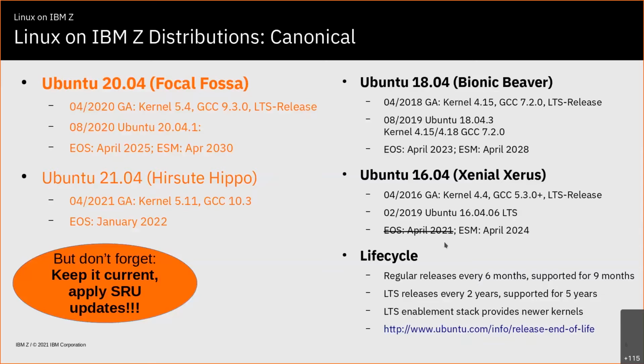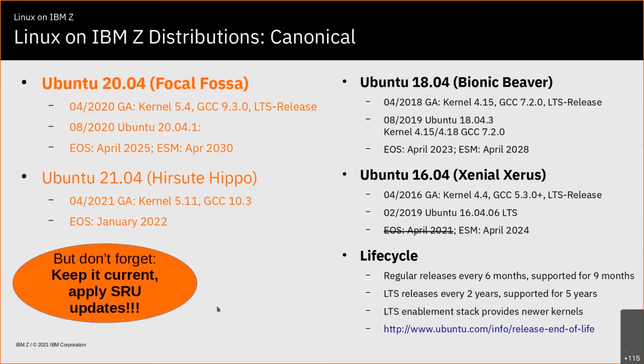So their Ubuntu 16.04 release, which was released in 2016, has already expired. That happened in April this year, just 2 months ago. However, it's good for another 3 years if you get their service extension. And just like with the other distributions, don't forget to apply their updates. They call it SRU updates.